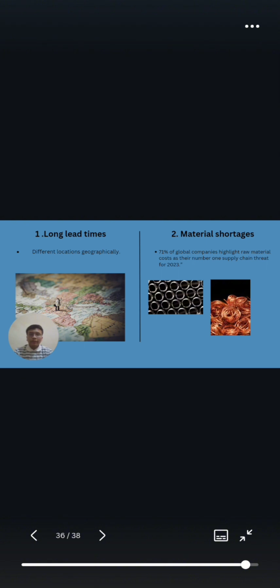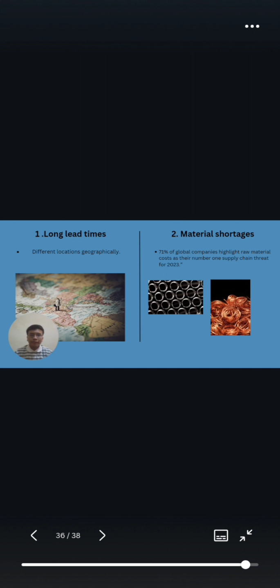Okay, so the first issue is long lead times. If they want to export the product to another country, it takes more time to deliver and reach the country that they want to export to. So it is like from the US to Europe to Asia. The location is too far, and it will take more time and more cost to reach the country that they want to export to. It is a very long journey to reach the country. So that is the first issue in logistics in the US.